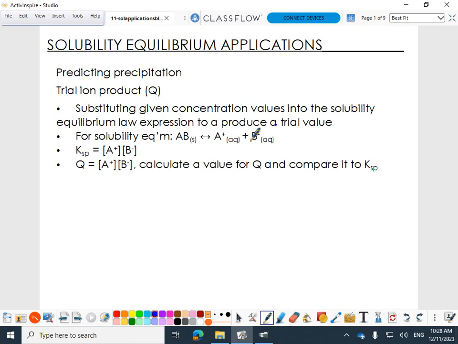We're going to predict whether a precipitate forms. If you have to take chemistry in first year, or if you ever have to do a lab or be part of a lab where you are making a solid product, then this is going to be an important calculation, because when you have precipitation, it's going to require a certain concentration of ions. So we're going to look at another trial value.